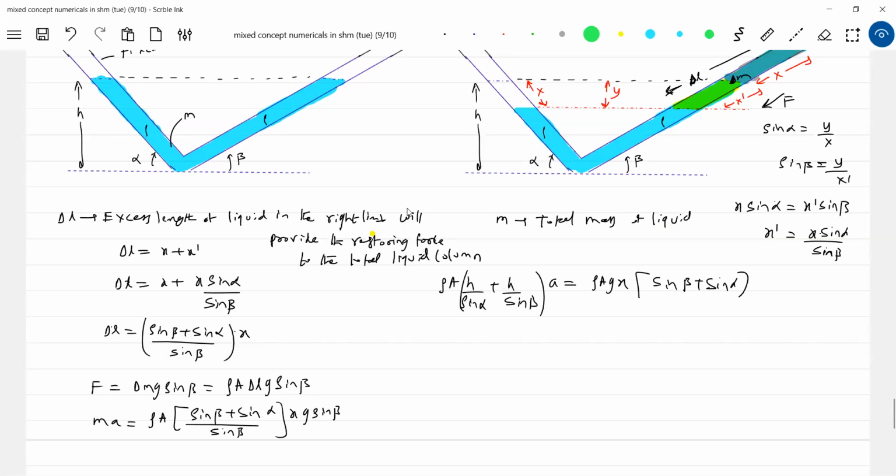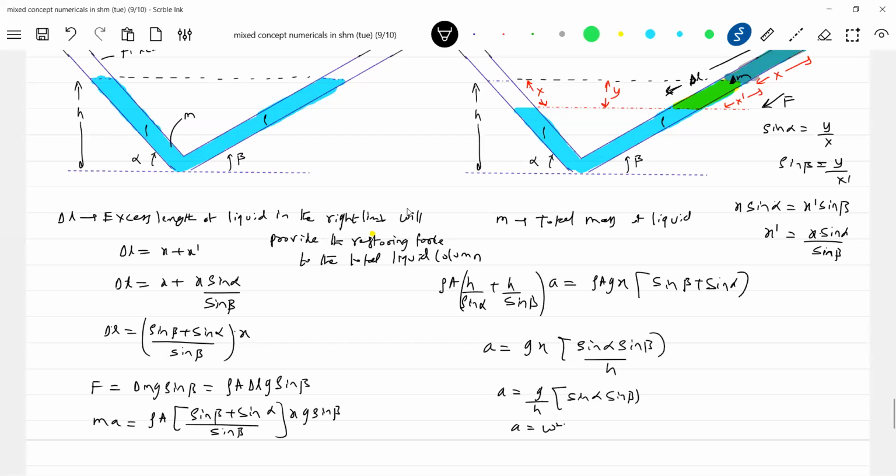So what can we cancel out? Rho A gets cancelled. So therefore this acceleration should be equal to g x, sine alpha sine beta, by h. Okay, very nice equation. Omega square. Okay, this x is missing, no? I'll write x here.